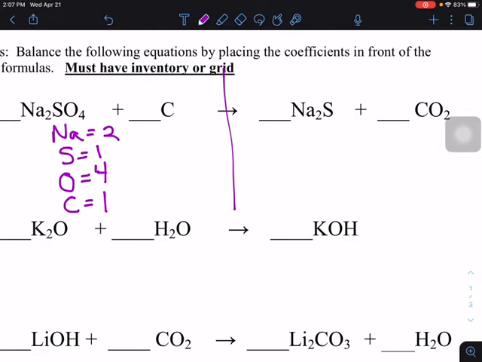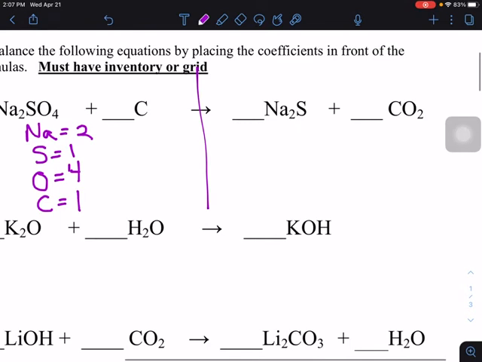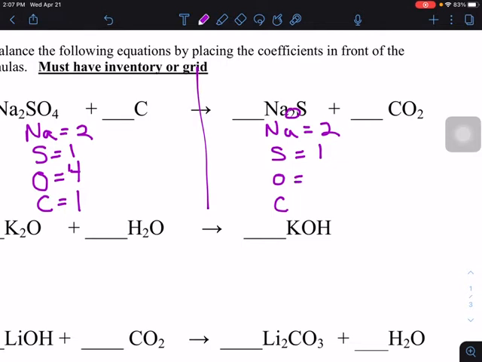On the right-hand side with our products, I'm going to put them in the same order so that you guys can see: sodium, sulfur, oxygen, and carbon. On the product side, sodium has a subscript of 2, that means we have 2 of them. Sulfur has no subscript, that means we have 1. Oxygen has a 2 subscript, so we have 2. And carbon has no subscript, that means we have 1.